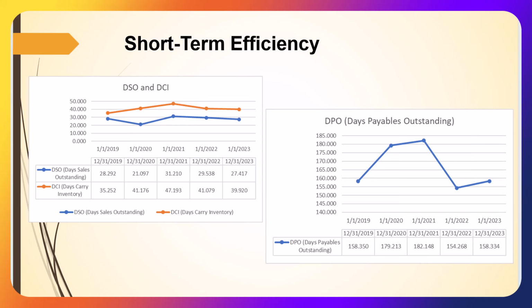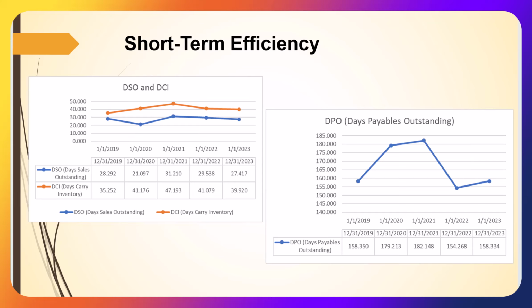Days inventory carried is the number of days inventory sits on the shelf. We want this to be within reason, but a number that is too big means we have too much inventory. A number that's too small means we don't have enough inventory. Again, over the last 5 years, this number has been fairly stable. So the efficiency with which we're managing our accounts receivable and our inventory has not changed. We're very stable with respect to this.